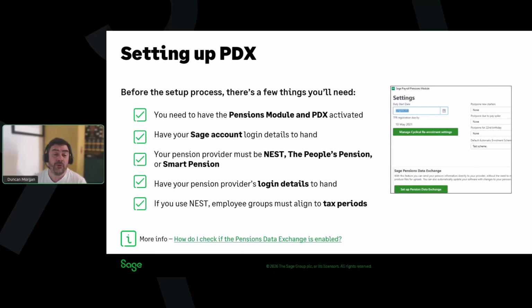And an important note, if you are using Nest, your employee groups must be set up using the tax period option. So if you pay weekly, your groups need to be tax weekly on the Nest portal. If you pay monthly, they would need to be tax monthly. And a really quick way to check if you've got Pensions Data Exchange included in your current license is to go into your Pensions module settings and then look for the option either to set up Pensions Data Exchange or to log into the Management Center or manage your matched schemes. And you'll see more of this as we talk through our demo.